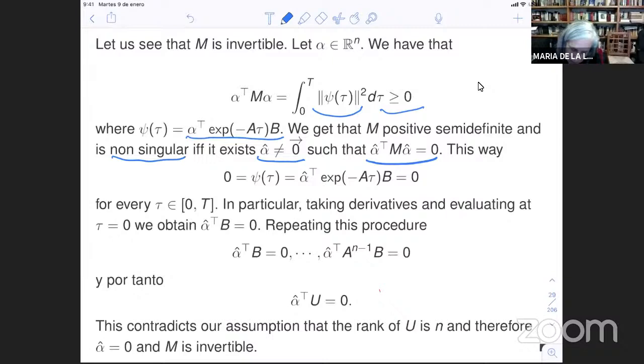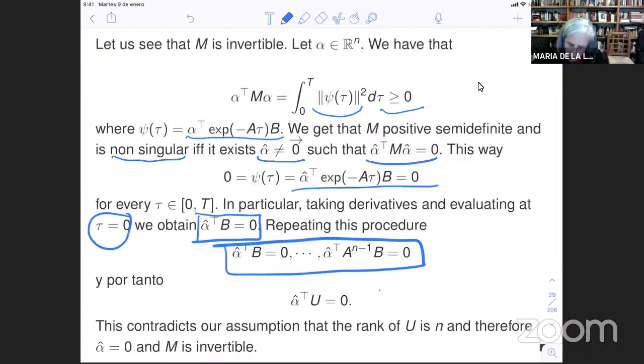we can multiply by this alpha transpose, and we have this equal to zero. Okay, and what we can do is to start taking derivatives of this exponential and evaluate at tau equal to zero. And at each step, we obtain that alpha star B is equal to zero, and we repeat the procedure all the way until we get alpha star times A^(n-1) B equal to zero.